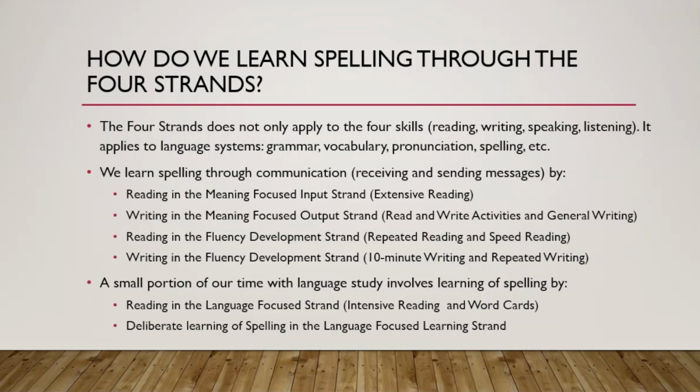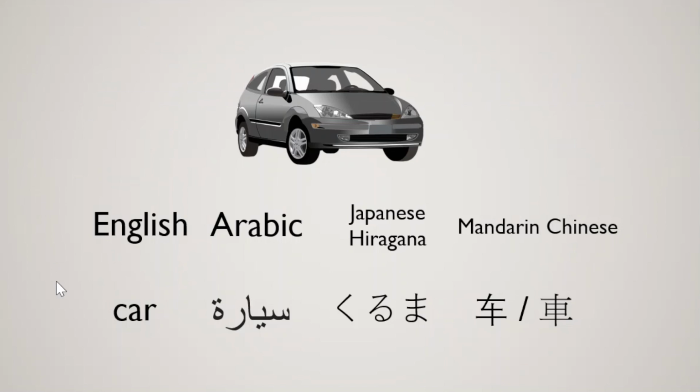Just in case you weren't familiar with what a syllabary was, or an abjad, or alphabet, or a logographic system. Here we go. We've got English, car, and that is an alphabet. In Arabic, we've got sayara.